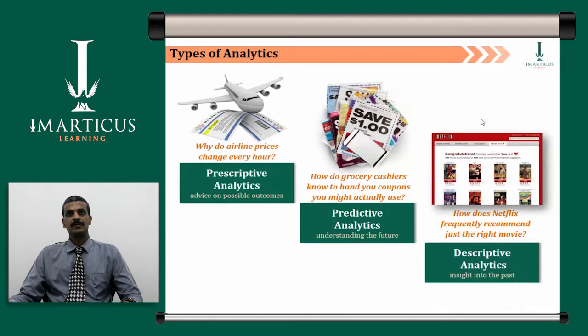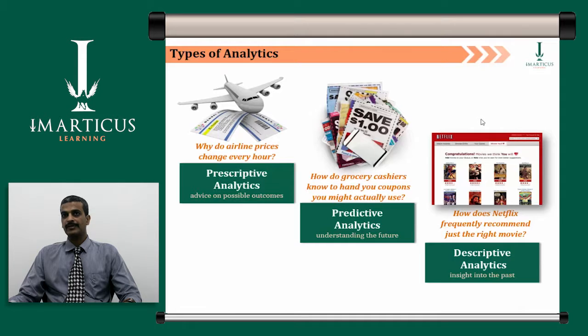To understand it further, we have some practical use cases and business scenarios here. For example, when we ask why airline prices change every hour, this involves prescriptive analytics. Airline companies identify the peak hours when the maximum number of passengers travel, such as weekends, the start of the week, or prime times like morning or evening. They understand the travel pattern of passengers and price the tickets accordingly. They vastly use prescriptive analytics to understand customer behavior and charge accordingly. Then comes predictive analytics.